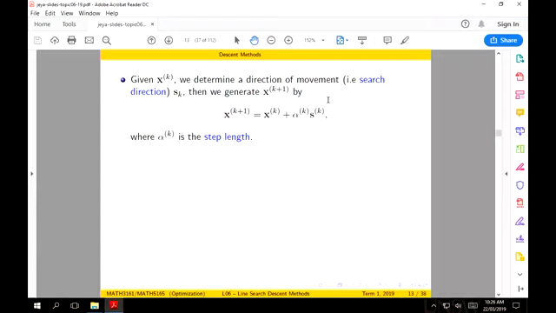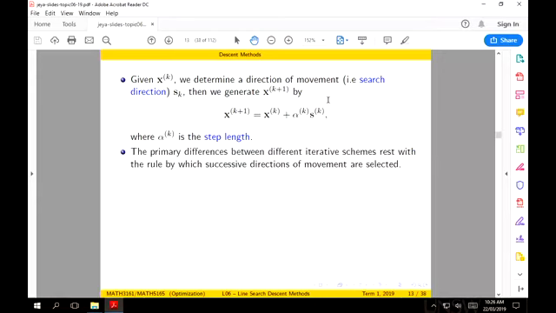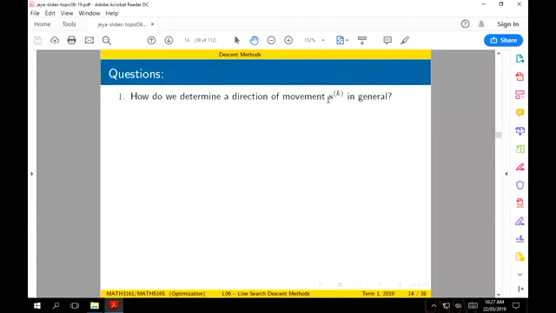That's the minimum. So the point xk plus alpha sk gives you the points on the direction sk. If alpha is positive, you go in this direction. If alpha is negative, you go backwards. The primary differences between different iterative schemes rest with the rule by which successive directions of movement are selected. Depending on what rule you use to define the search direction, we end up getting different methods.